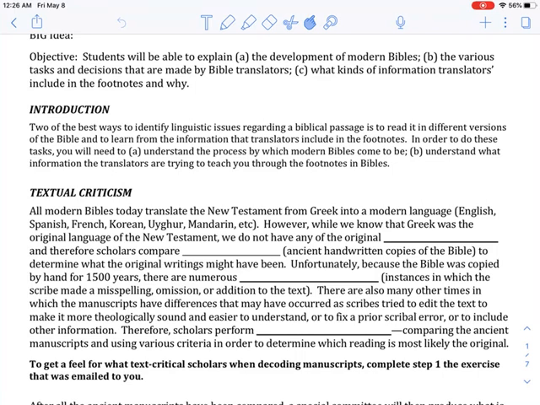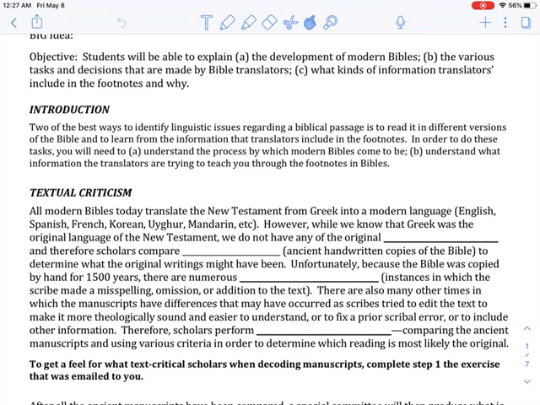Today we'll talk about how modern Bibles came to be, and particularly this issue of textual criticism. And then we'll look at footnotes and what translators are trying to tell you in these footnotes. And this will continue into Monday's video lecture, where we'll talk more about translations and footnotes and how to identify different types of footnotes. So let's talk first about textual criticism.